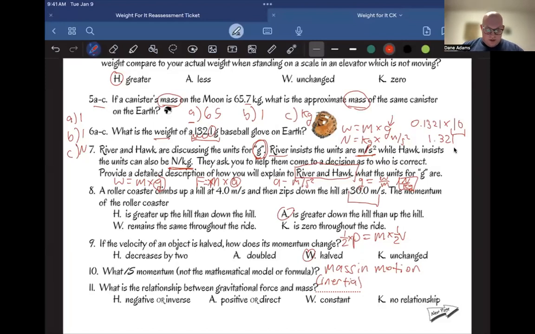Number 11 reads, what is the relationship between gravitational force and mass? Well, remember gravitational force, that's the same thing as weight. And we've already answered this question. Weight and mass have a positive or a direct relationship.